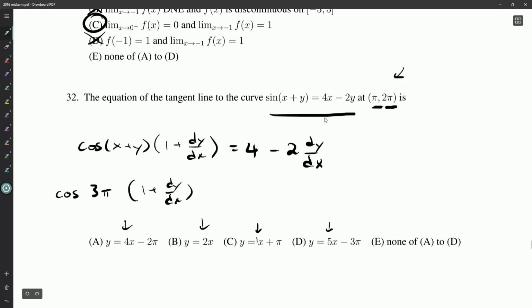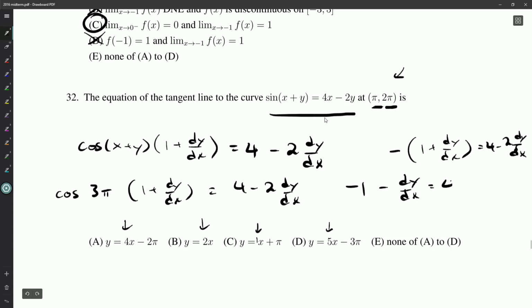1 plus dy by dx is equal to 4 minus 2 dy by dx. And doing this allows me to say, well, cos of 3 pi is what? Cos of 3 pi is going to be negative 1. So we have negative 1 plus dy by dx is equal to 4 minus 2 dy by dx. And this is just a little easier to work with and manipulate. So we'll get negative 1 minus dy by dx is equal to 4 minus 2 dy by dx. Bring the dy's over to the other side. Bring the minus 1 over to the other side. Negative 1 dy by dx plus 2 of them will just be a single dy by dx. And 4 plus 1 is going to be 5. So we're looking for a slope of 5.